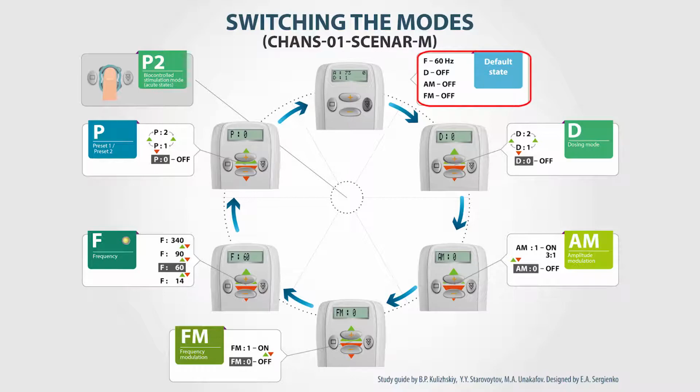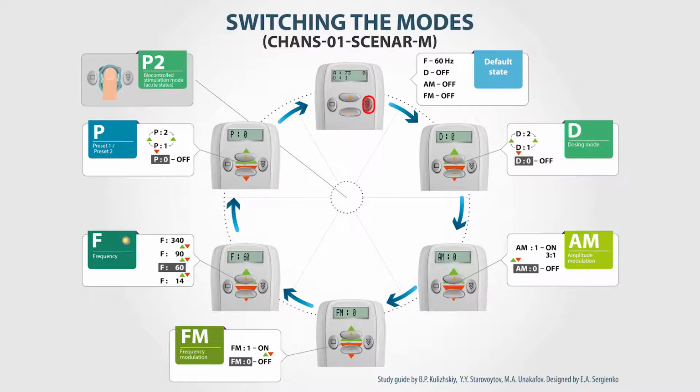To navigate the parameter menu, press the arrow button. Pressing the arrow button will change the symbols on the screen, showing the name of the parameter you can switch on or off: dosing modes, amplitude modulation, frequency, and the presets.